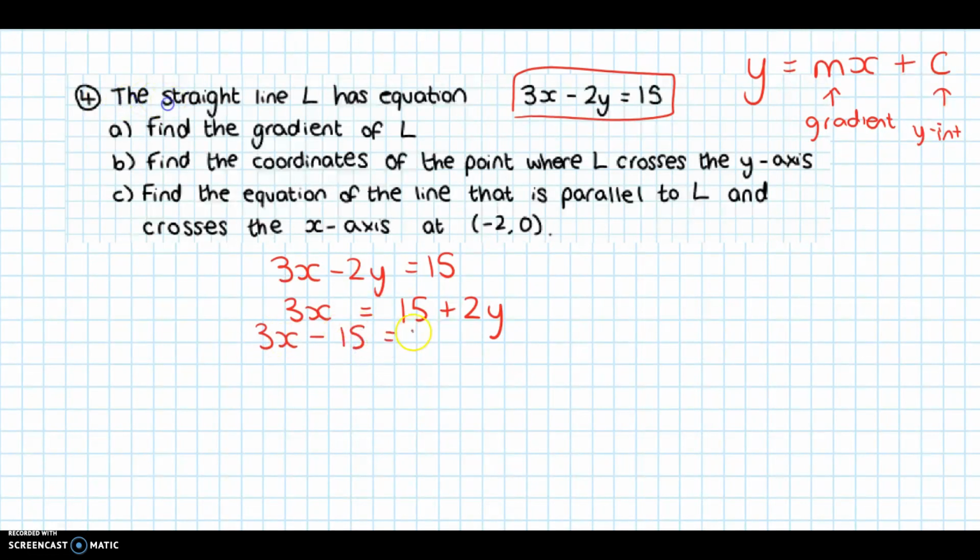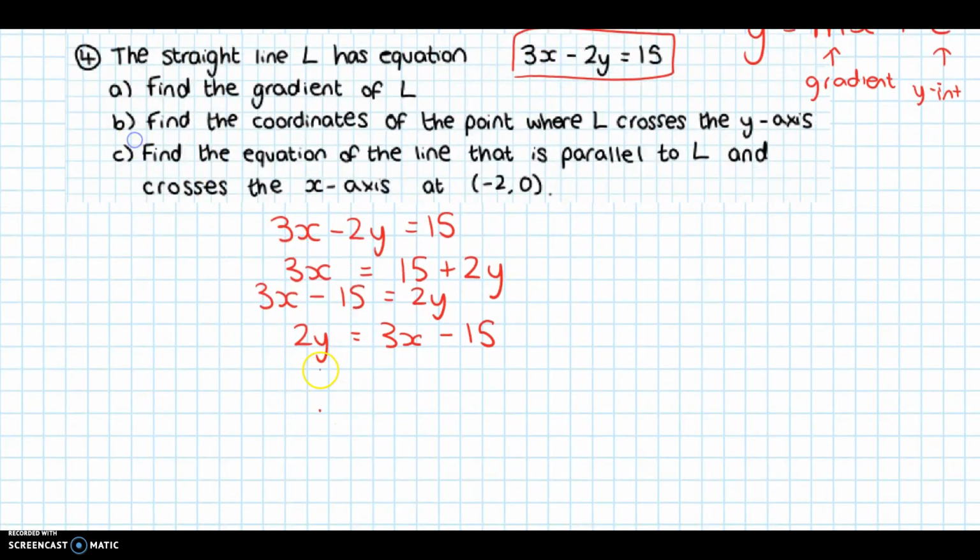3x minus 15 equals 2y. Or we could write 2y equals 3x minus 15. And then I'm going to divide everything by 2 to get y equals 1.5x minus 7.5. So part A just says find the gradient of the line. Well, the gradient of the line is just 1.5.